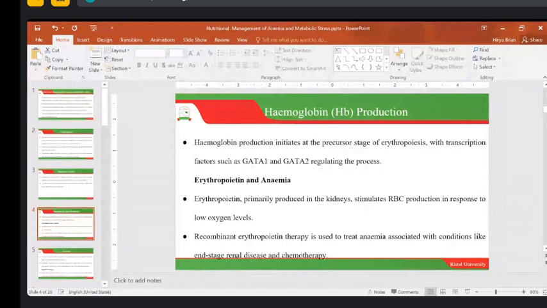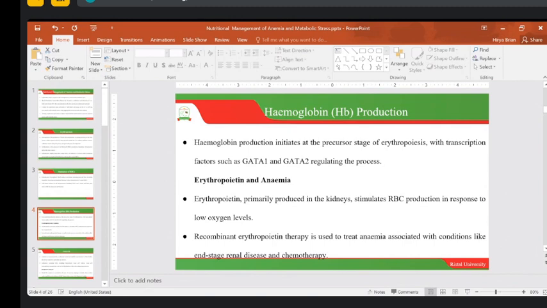So for the hemoglobin production, it begins at a precursor stage of erythropoiesis. You remember when we talked of erythropoiesis, we were talking about the production or manufacture of the red blood cells. Factors such as GATA1 and GATA2 are responsible for regulating the process of the production of this hemoglobin.